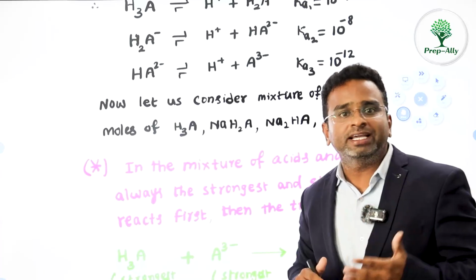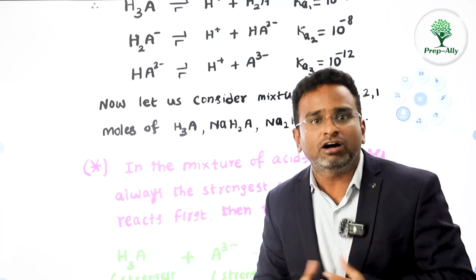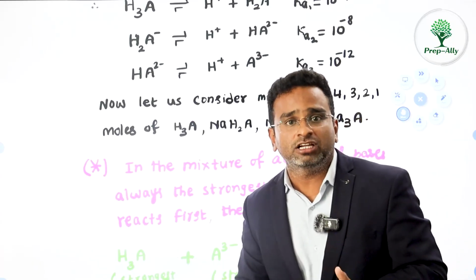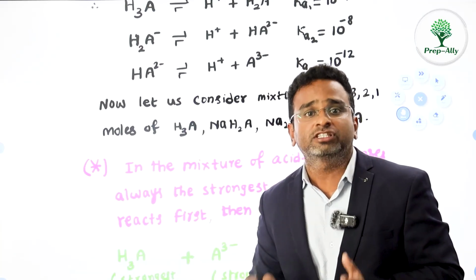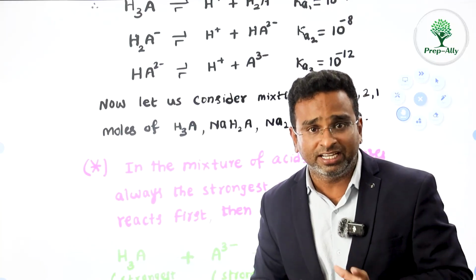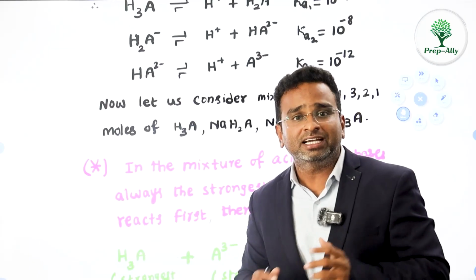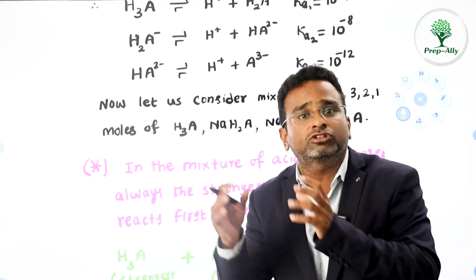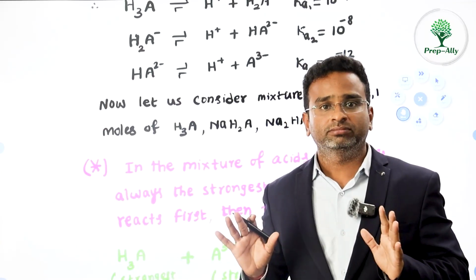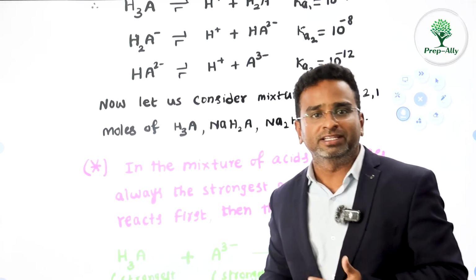Whenever you are taking a mixture of two or more acids and bases of different strength, the strongest acid always will react with the strongest base. Means the first reaction in the mixture is strongest acid versus strongest base. Till that time, the strongest acid reacts with the strongest base, the other species will not interfere. Right? Means, sir, why sir strongest acid will react with strongest base?